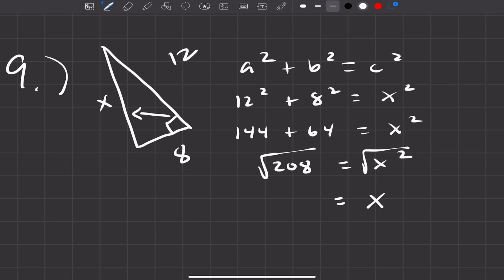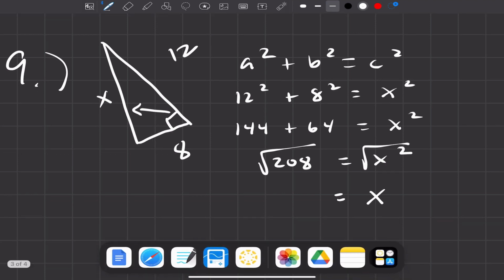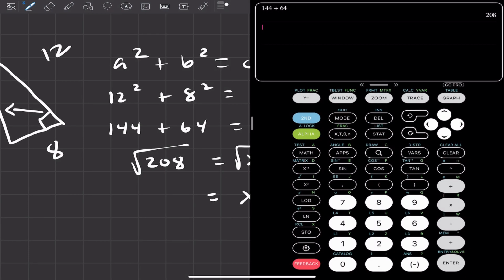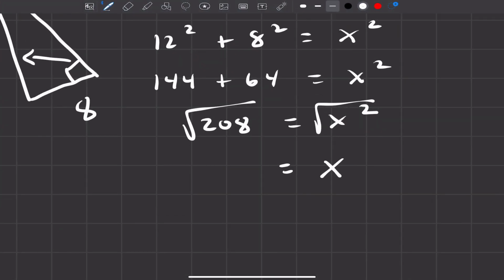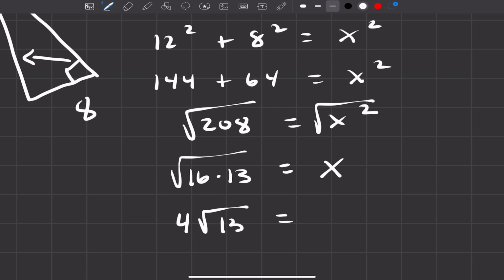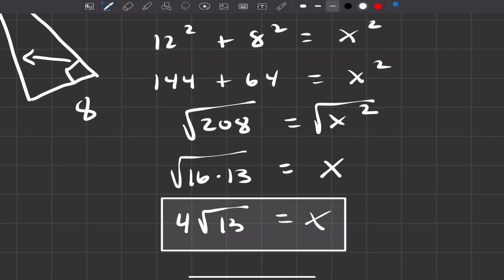So what two numbers multiply together, they'll give you 208. So let me see. So 208 divided by 16, good. So I'm going to break apart this square root of 208 into the square root of 16 times 13. And notice that the square root of 16 is 4. So 4 is going to go outside. And then that 13, you can't break apart whatsoever. So it's going to remain inside of the square root. So 4 root 13 is equal to x. That's your answer.